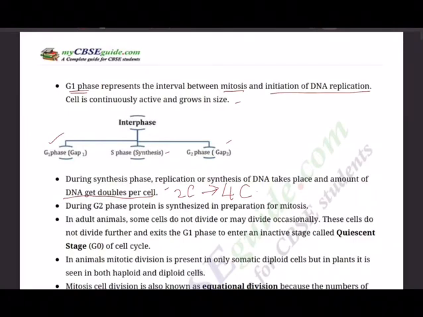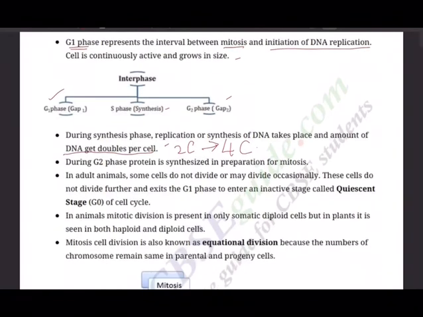Now we go to G2 phase. G2 phase is a stage of further growth of the cell and its preparation for division. During this stage, synthesis of RNAs, now it is RNAs, and proteins continues. So again you must remember for your UPSC as well as NEET exam, protein synthesis takes place in G2 phase. This is what you must remember.